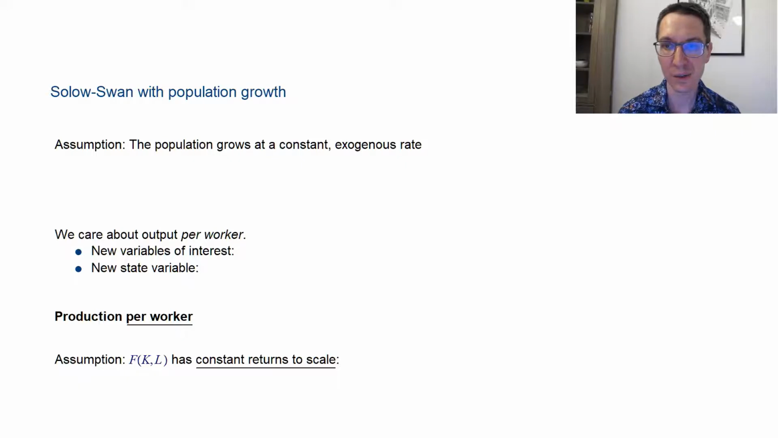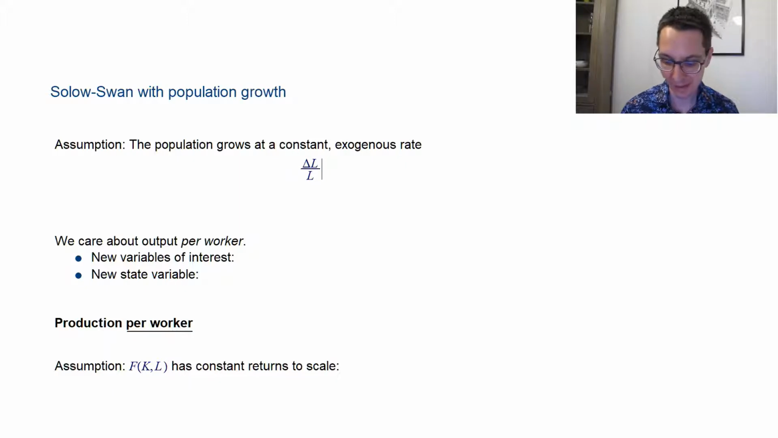So this rather stable growth rate of population is going to allow us to make a very useful simplifying assumption: population grows at a constant exogenous rate. We will write it this way. The change from one period to the other of population is delta L. And to have the growth rate, we just divide it by the stock, so divided by L. And we see it's constant, so it's just n.